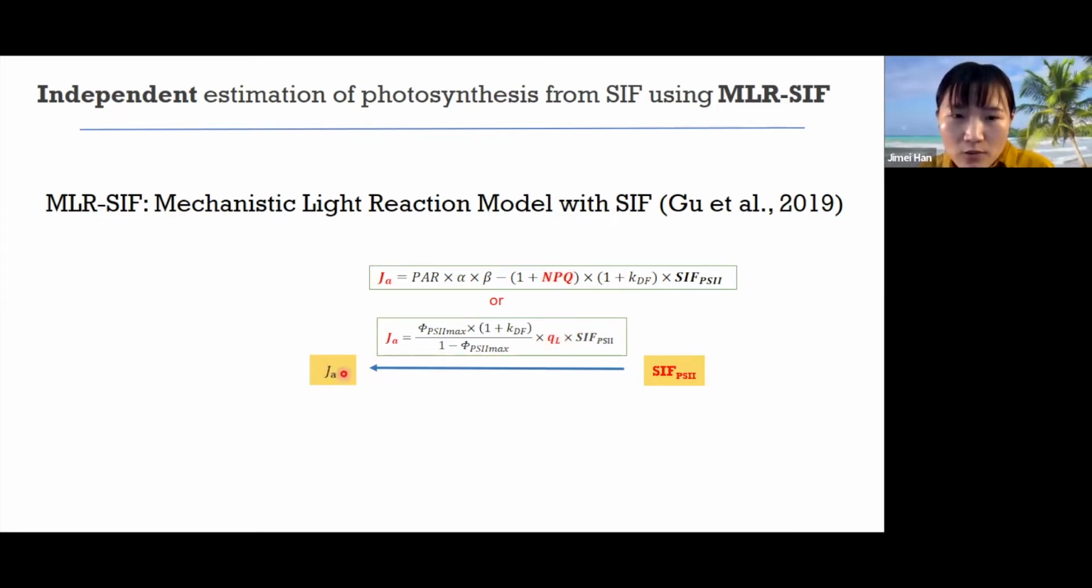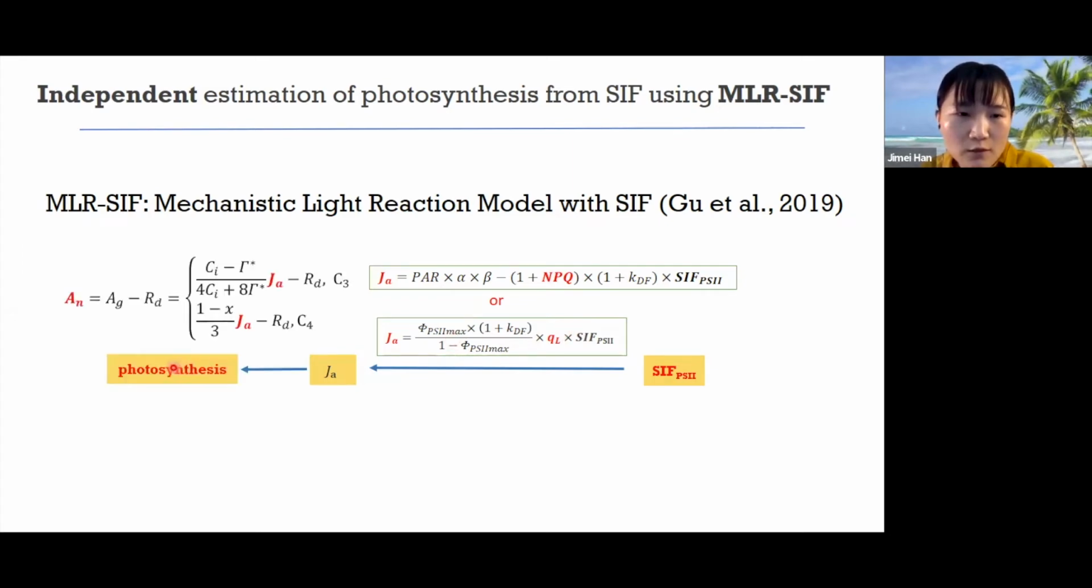So once the actual electron transport rate is calculated based on the QL equations, then the photosynthesis can be directly calculated with these equations. From this scheme, we can see this model has a clear separation between SIF and photosynthesis. It can avoid the circularity issues we mentioned above.